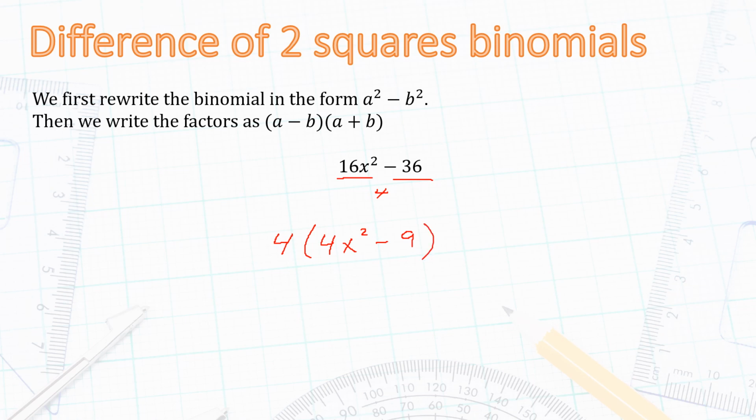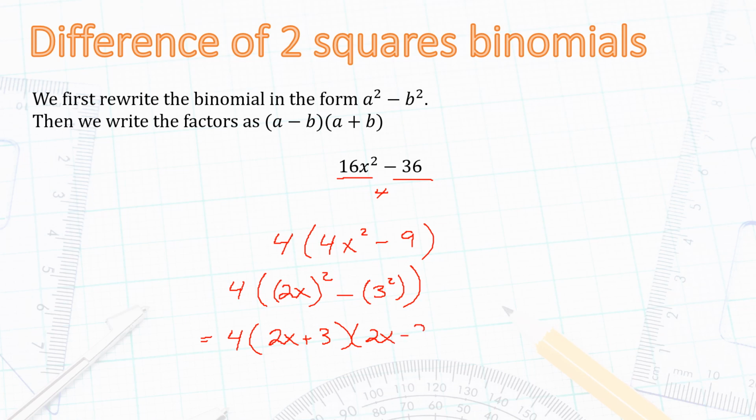Then I look at what's left in here and I'm like, okay, 4 is a square number, and so is 9. So again, the alarm bell is going off. This is probably a difference of 2 squares scenario. So I've got 4 times, and now 4x squared is the same as 2x to be squared. If I square that, I will get 4x squared, and then minus 3 squared. So that gives me 4 times 2x plus 3 and 2x minus 3. That's the format for writing a difference of 2 squares.